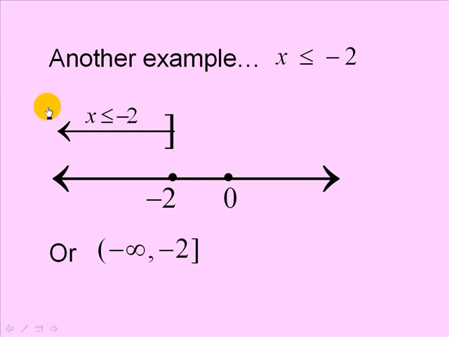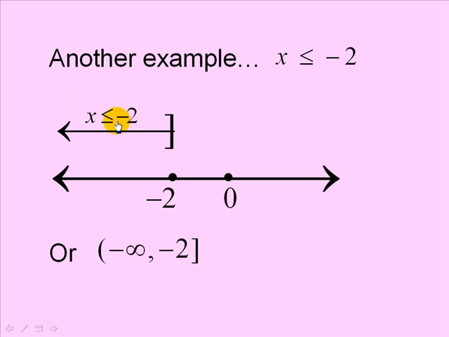I take a number perhaps that's to the left, like negative 3, put it into the equation. Ask, is negative 3 smaller than or equal to negative 2? And sure enough it is, so I feel pretty confident I have the right set graphed. And I can even put negative 2 in there.